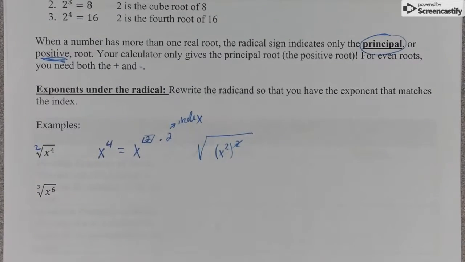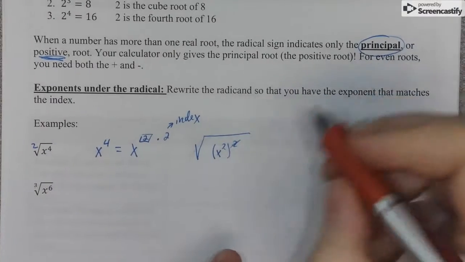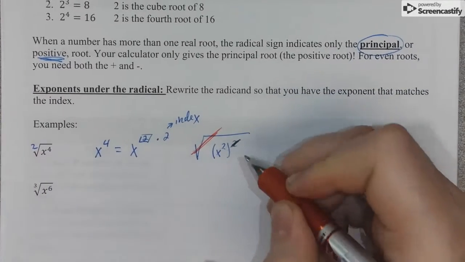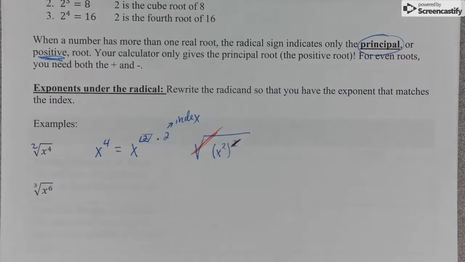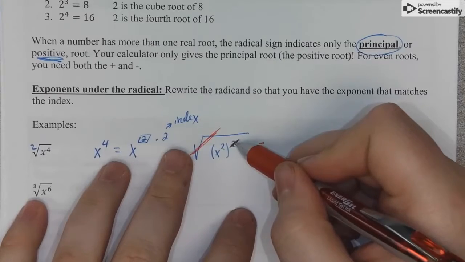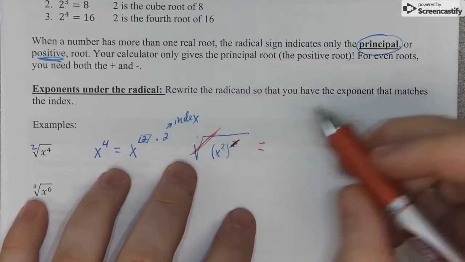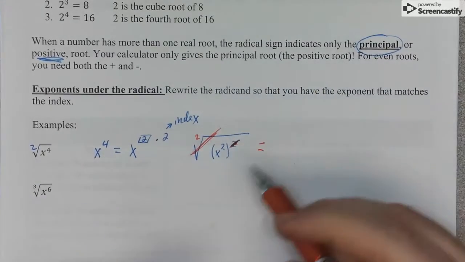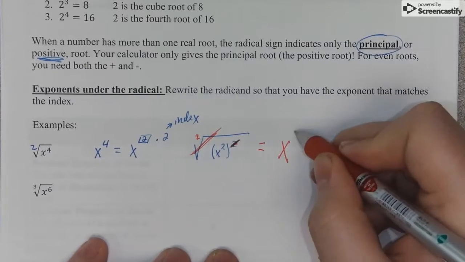All right. So the reason why we're doing this is that this 2 and the square root, they cancel each other out. Squares and square roots undo each other. So we always want to make this power here match the index. Here the index was 2. So those cancel off, so we're left with x to the power of 2.